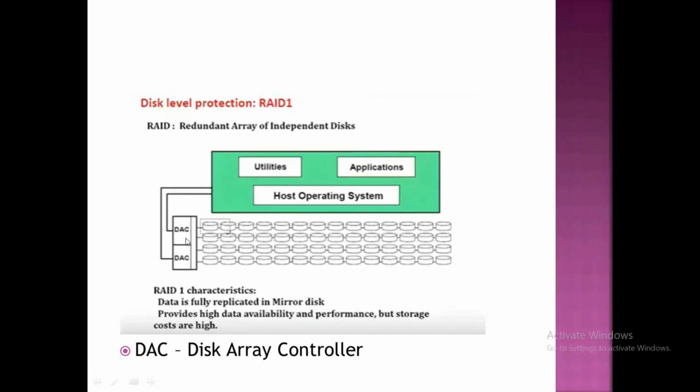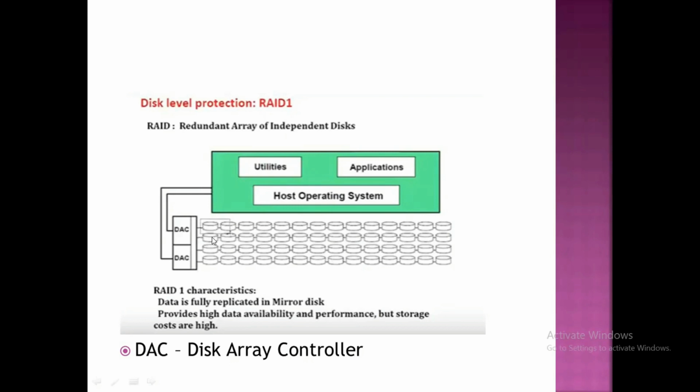The disk array controller, DAC, is nothing but a disk array controller, and it will have that information. If this disk fails, okay, if the actual disk fails, it will tell it to go and take the data from the mirror disk. This is actually the mirror disk. So the data will be stored in a mirror disk.